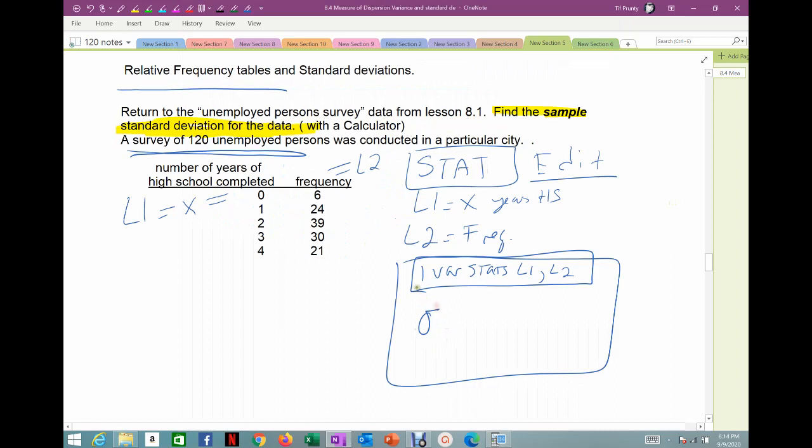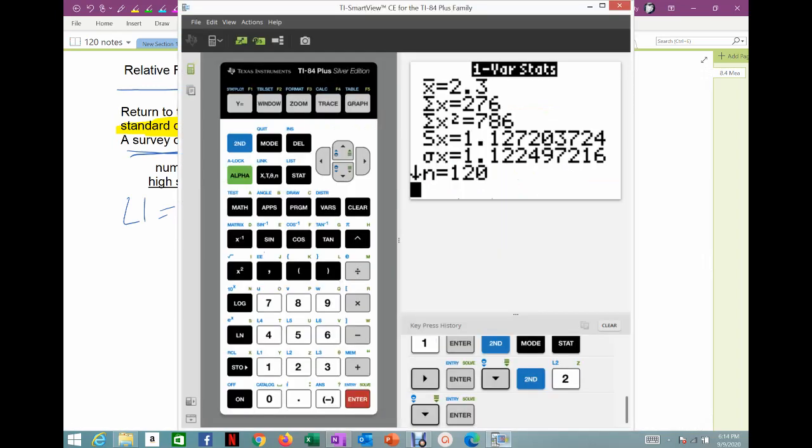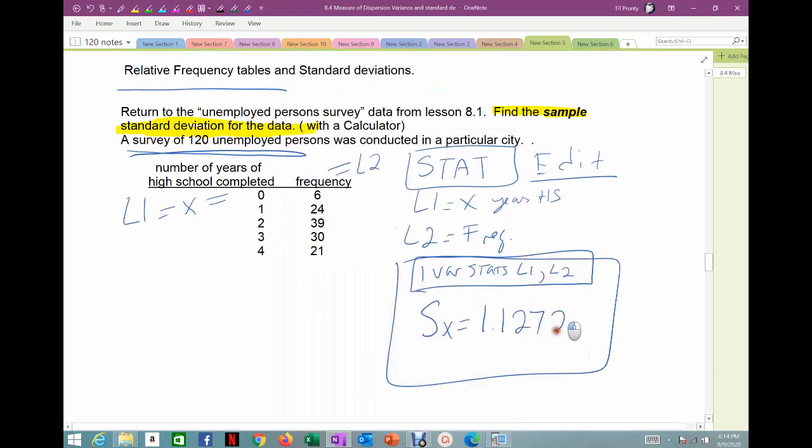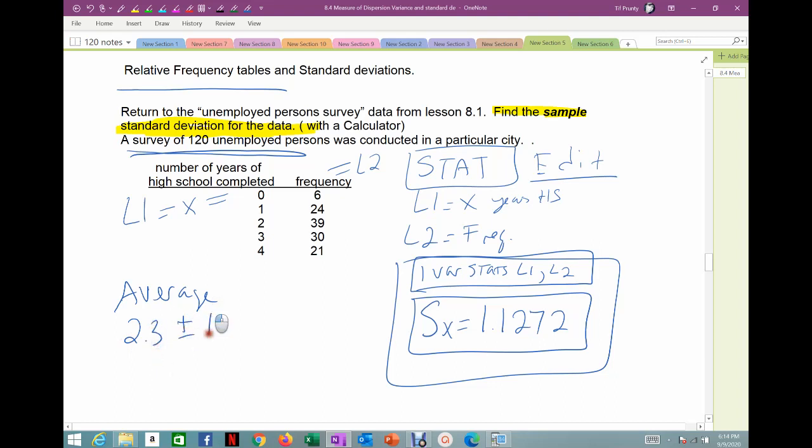So the sample standard deviation is 1.1272. The average was 2.3 years of high school. The plus minus on that was 1.1272. So most people's answers were within just slightly more than 1 year of that.